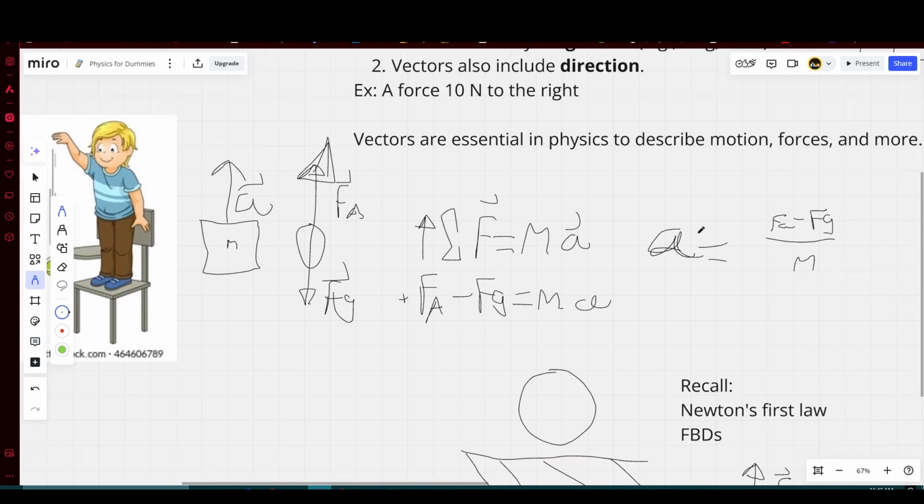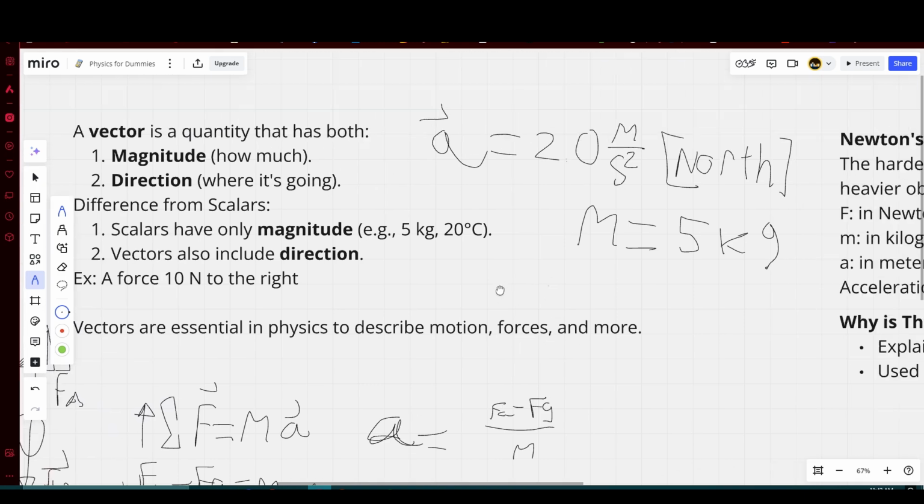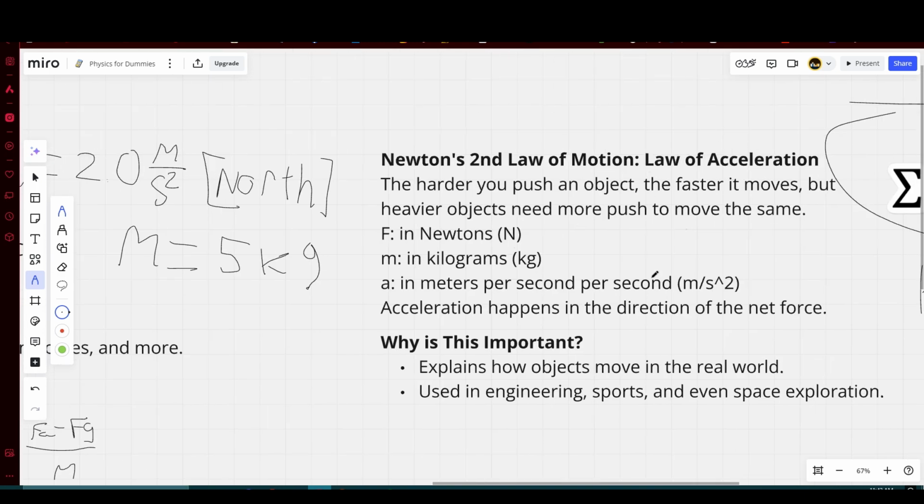Anyway, sorry for that side tangent, but that was Newton's second law, the law of acceleration, one of the most important ones, sigma F equals ma.